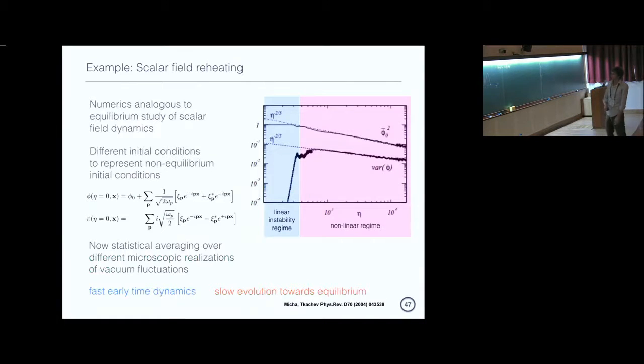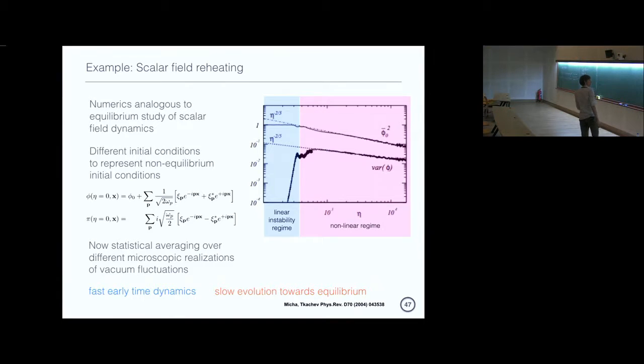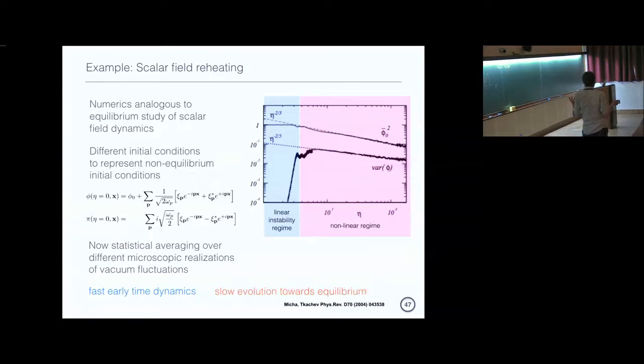Okay, so how does one do this here then? This is essentially taken from this very beautiful paper by Misha and Katchev down here. One can now study what happens within classical statistical simulations of this scalar. So how does one do this in practice? Essentially the numerics are completely analogous to the scalar field study that we had discussed last time for an equilibrium system. Of course, the only difference now is that we have to consider this non-equilibrium initial state, right?